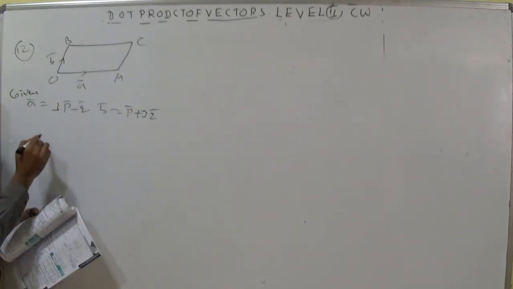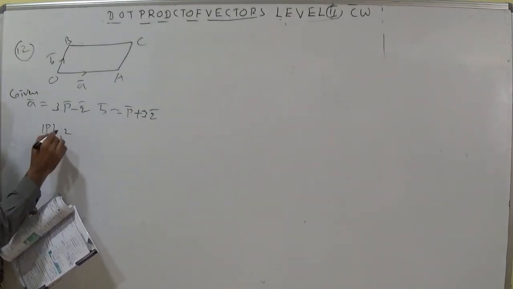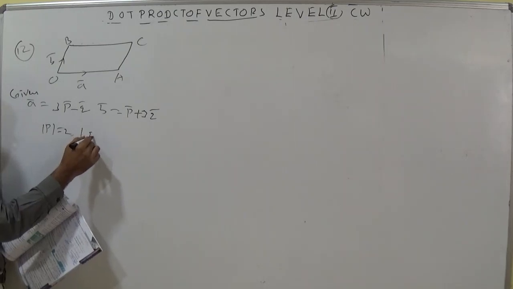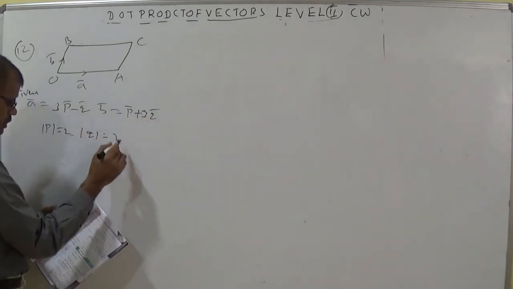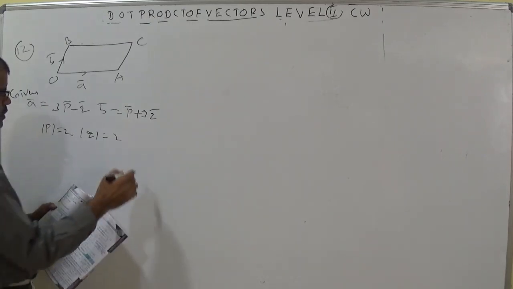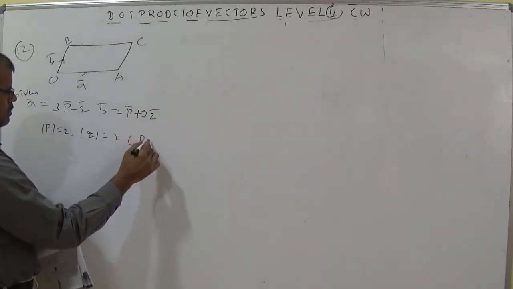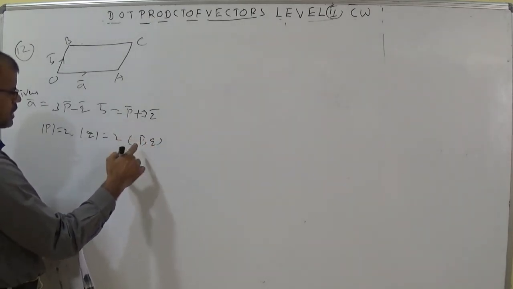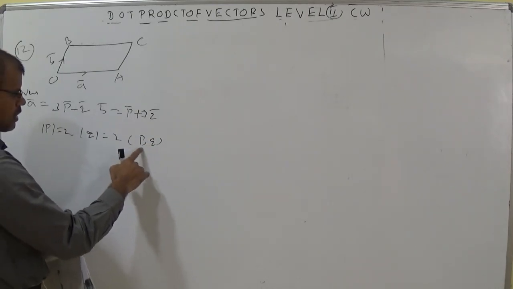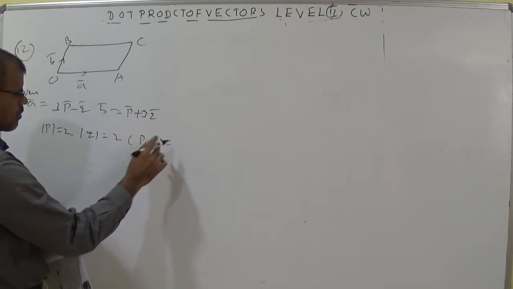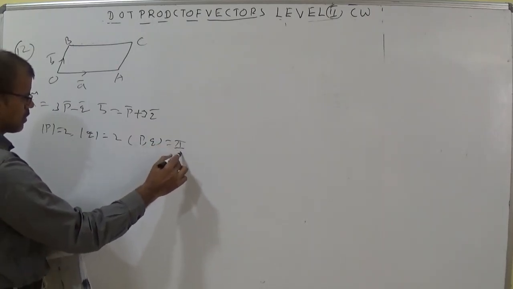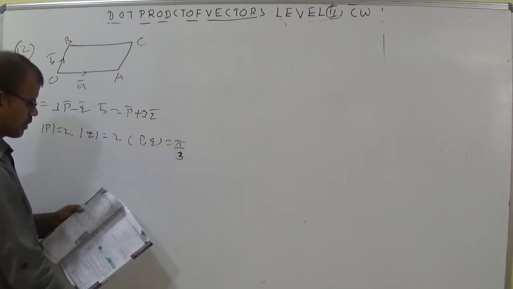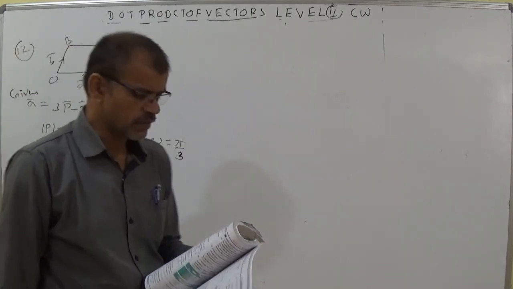And mod P equal to 2. And mod Q is equal to also 2. Both are same. And whenever I am writing bracket between the letter P and Q, if you put comma P comma Q within the brackets, it indicates angle. The angle between P, Q is pi by 3 given.